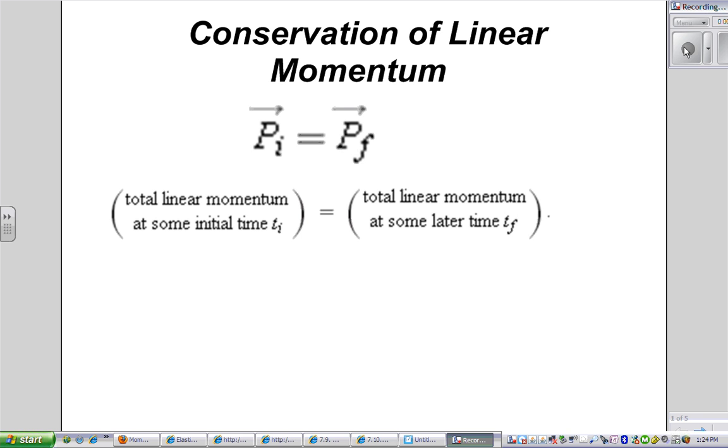So the problem-solving technique we're going to use here is to look at all the objects, see what the momentum is of all those objects before, and set that equal to the momentum of all the objects afterwards. And the equation is exactly that: initial momentum equals final momentum. The total linear momentum at some initial time ti will equal the total linear momentum at some later time tf.